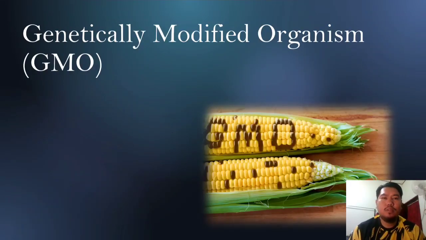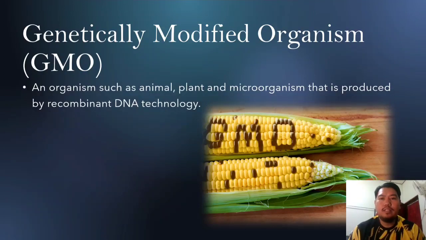Okay, next. What is meant by genetically modified organism, GMO? Okay, GMO is an organism such as an animal, plant, or microorganism that is produced by recombinant DNA technology.